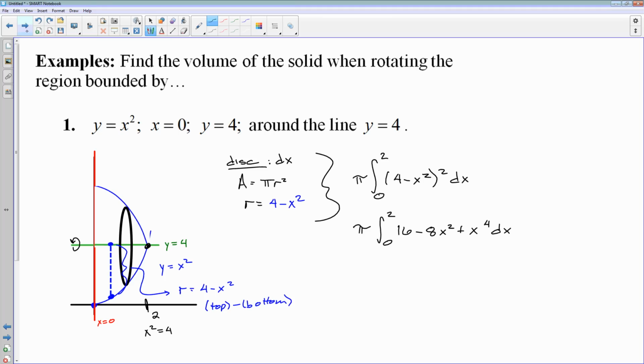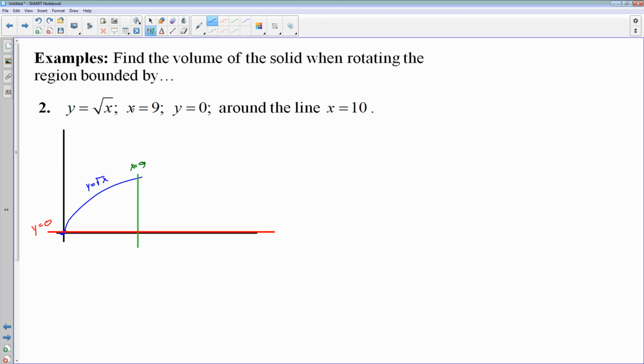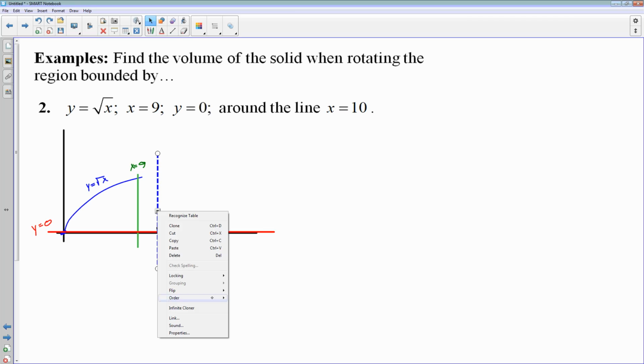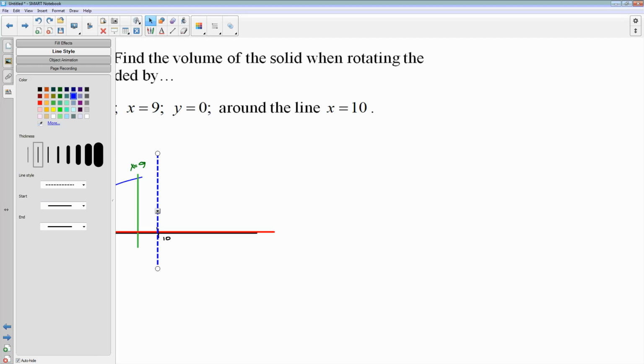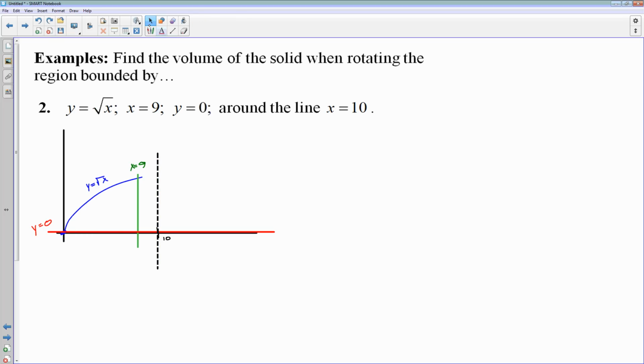Let's take another example. Here we have the square root of x, x equals 9, and y equals 0. So we're looking at this region, and we're rotating it around the line x equals 10. Now this is x equals 9 right here. X equals 10 is going to be about here, and that's going to be a vertical axis of rotation. So let me drop in my axis of rotation. Let me make that black. There we go. So there's my axis of rotation.